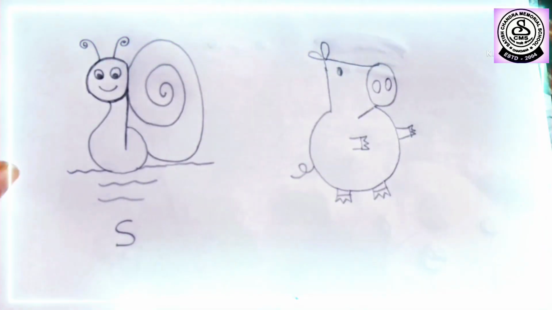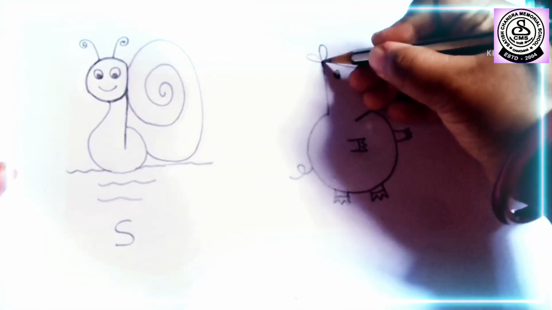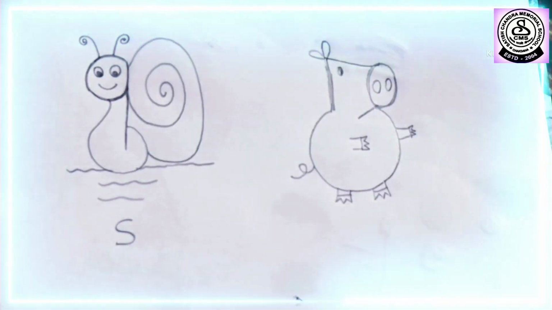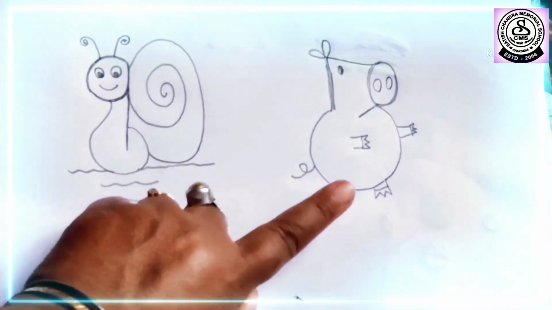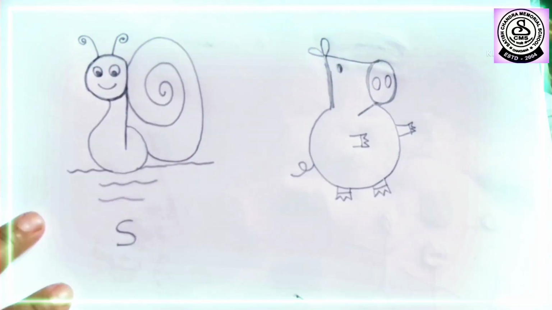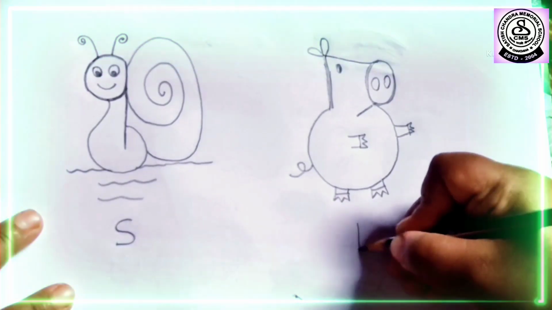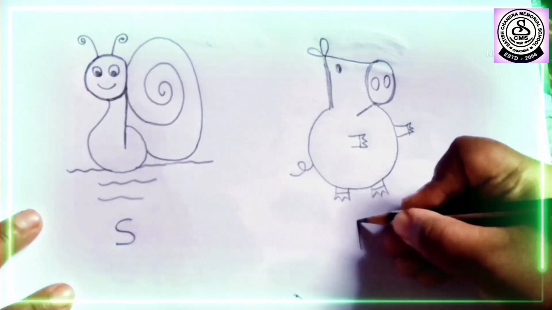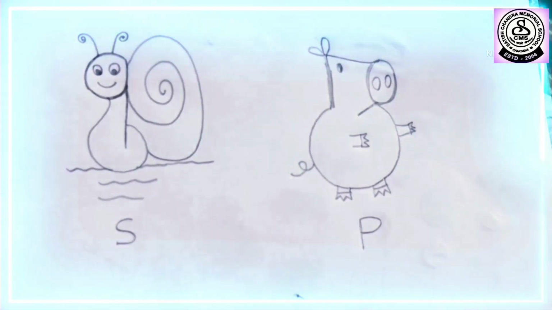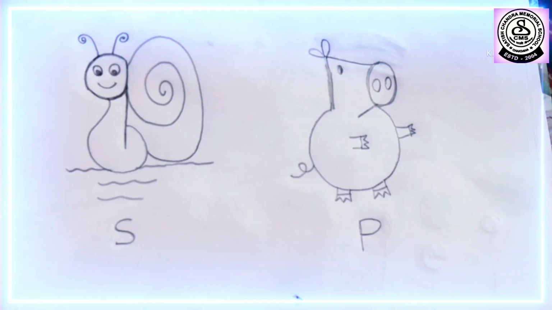What is it? It's a pig. See, with the help of 10, we have made a pig. This is a snail. This is a pig. So now let's color.